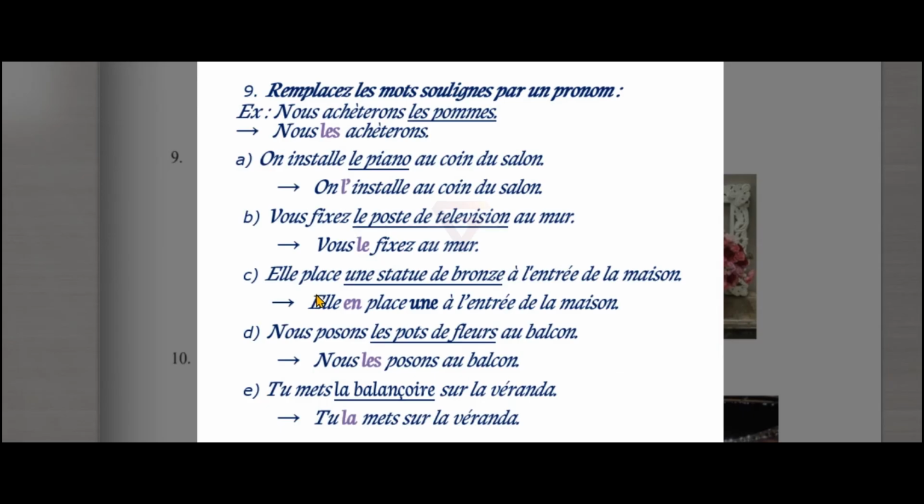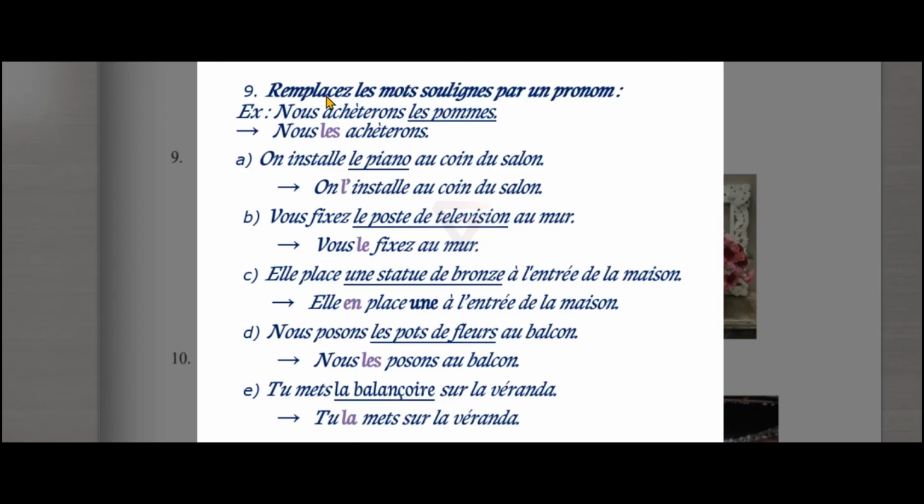She is placing one bronze statue at the entrance of the house. So in this case, we are having a number, so I'm making use of the pronoun en here. So always remember when a number is indicated, we are retaining the number, meaning she is placing one at the entrance of the house. The next one, we are putting the flower pots in the balcony. So you're going to replace it with les, meaning them, all right? And the last one, you are putting the swing on the veranda. You're going to say you are putting it on the veranda. Again here, direct object pronoun le.